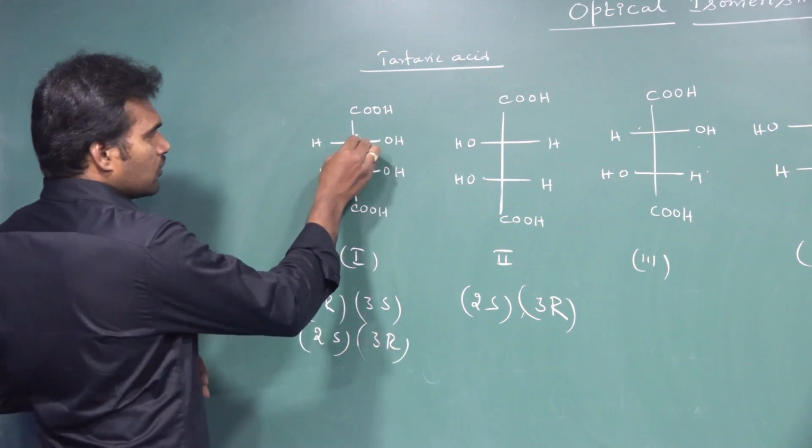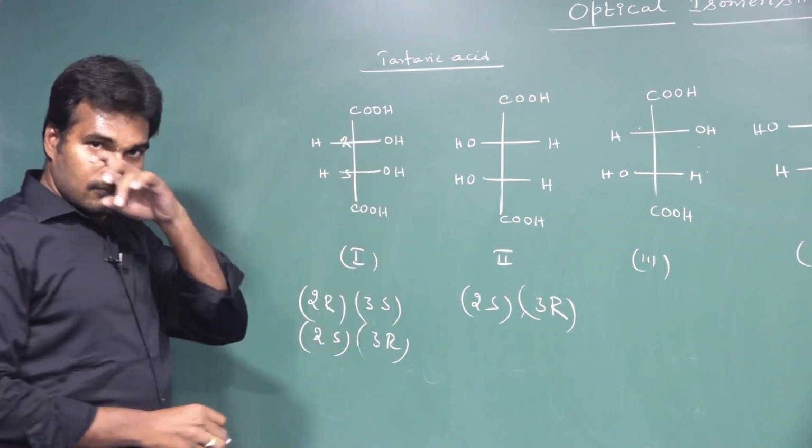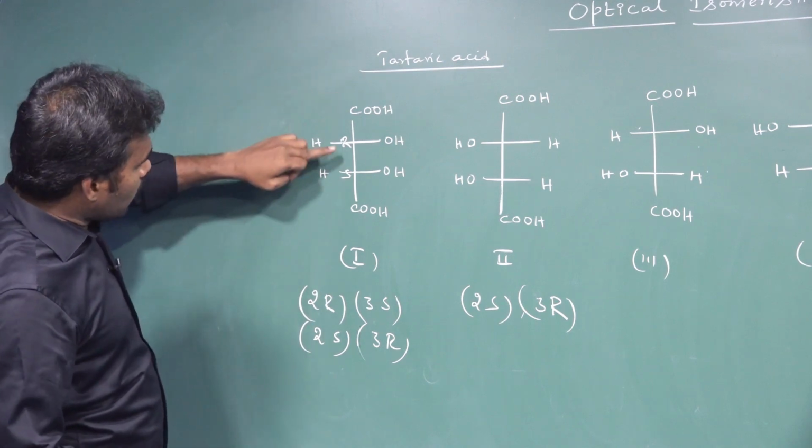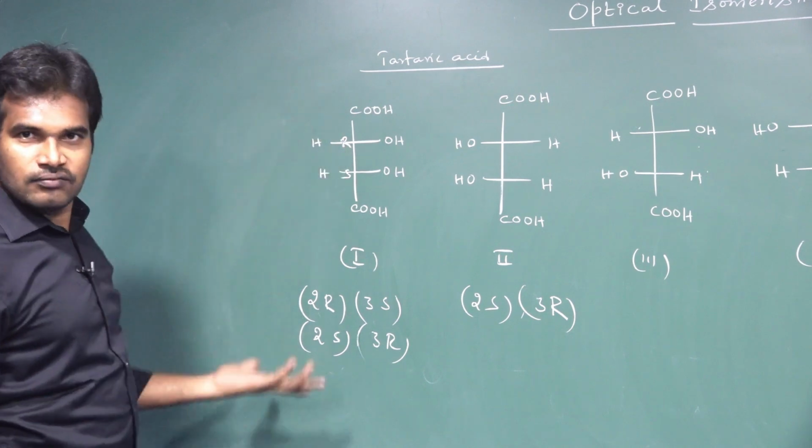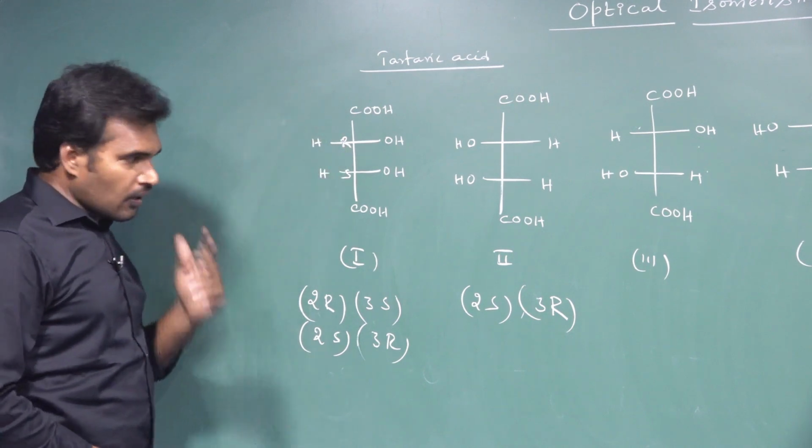Anyway, this is R, this is S. If you give the numbering from top to bottom, 2R 3S. If you give the numbering from bottom to top, 2S 3R. Both are the same. Next one.